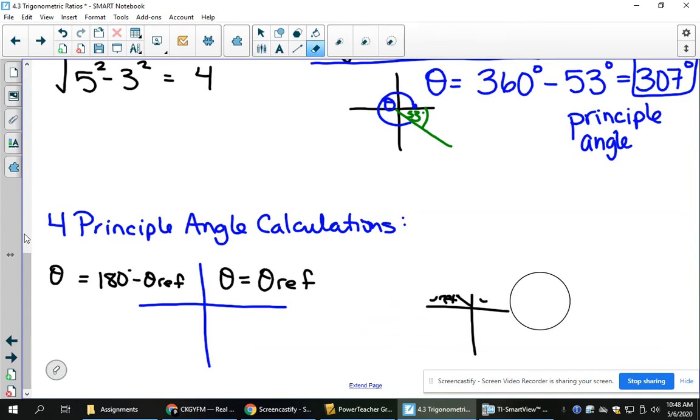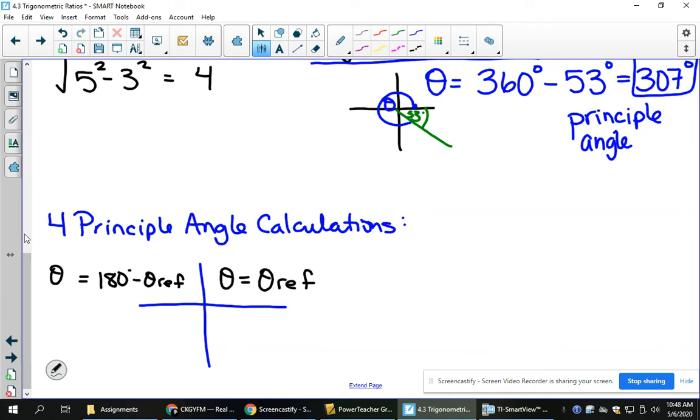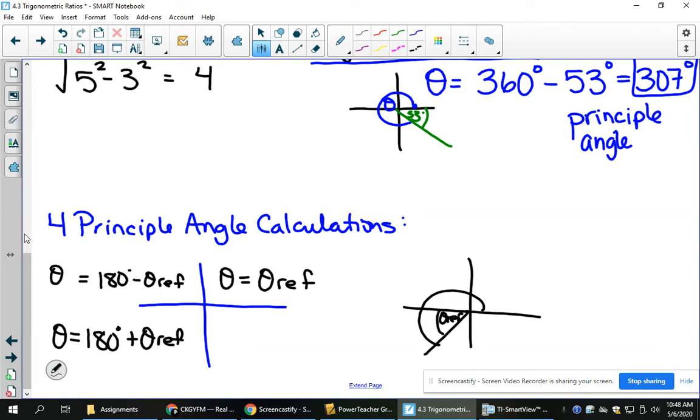Similarly, quadrant 3 is going to look like this. Reference angle, angle in standard position. So that angle in standard position is the reference angle plus half a circle. And as we saw in this question, the angle in quadrant 4 is a full circle, 360 degrees, minus the reference angle.